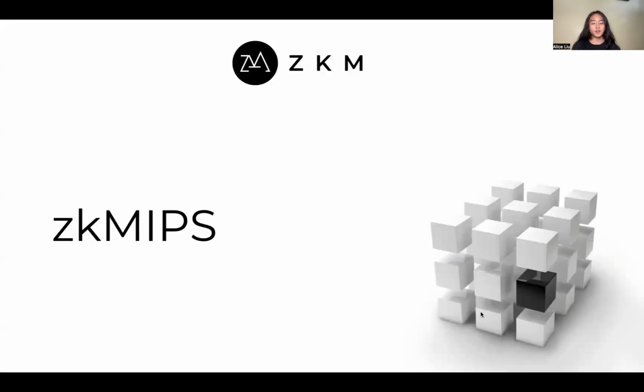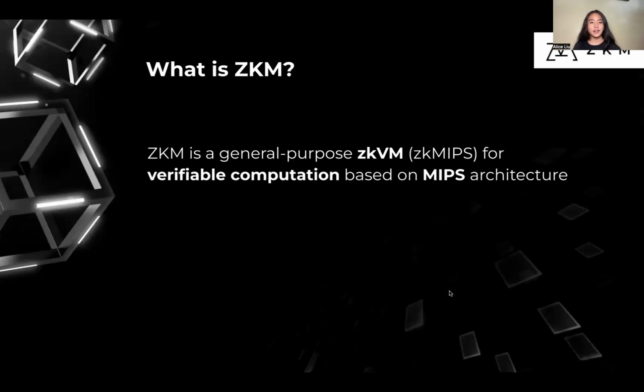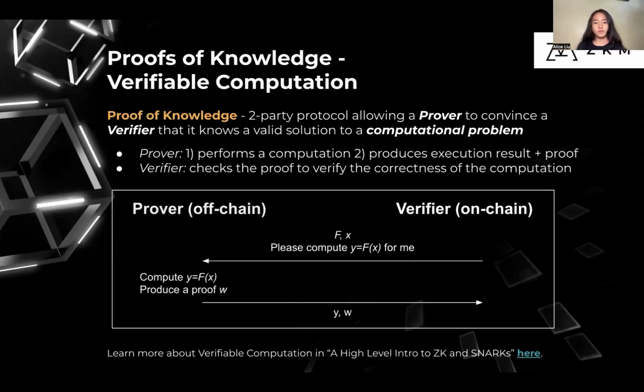So in our first part with zkMIPS, we want to answer the question, what exactly is ZKM? ZKM is a general purpose zkVM for verifiable computation that's based on the MIPS architecture. Our zkVM is called zkMIPS. And what does this mean exactly? Well, let's break down the statement. We'll first start off with verifiable computation.